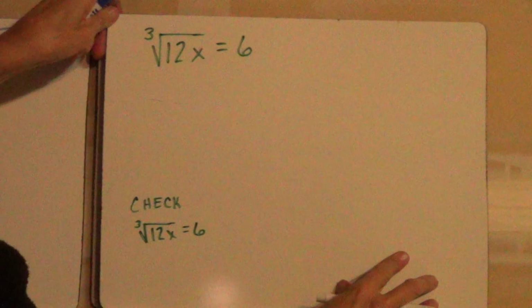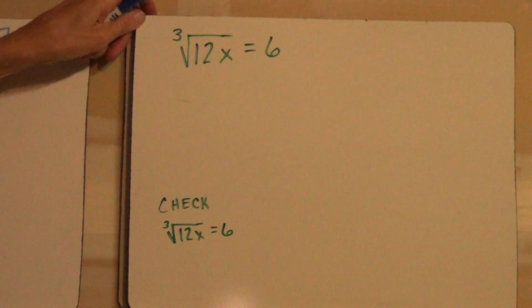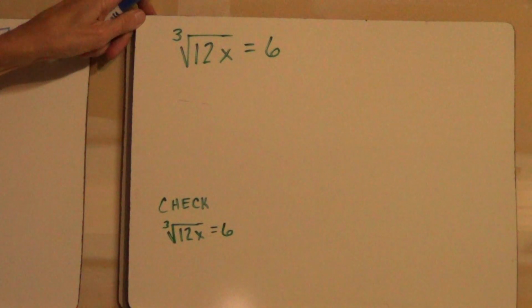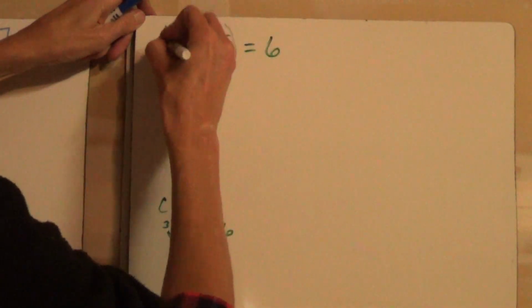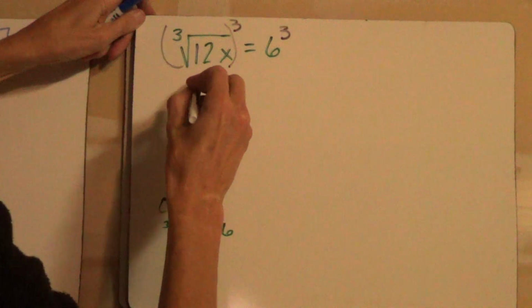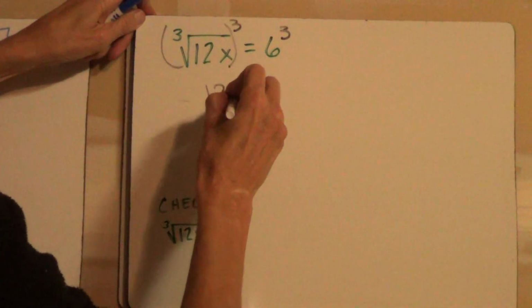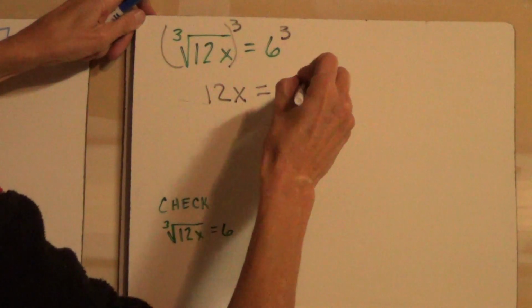So let's try another one. Cube root, this time, of 12x. Well, you've got the root isolated, so let's cube it to get rid of that root, and cube the other side. And now we have 12x equals 216.